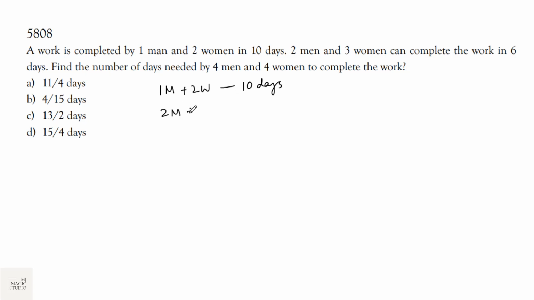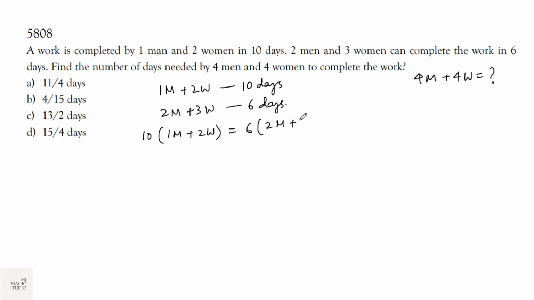And by 2 men and 3 women in 6 days. Find the number of days needed by 4 men and 4 women to complete this. We'll use a 1-day work format. That means 10 times this group is equivalent to 6 times this group as far as efficiency is concerned. So 10 and 12, that is 2m, and here is 20 and 18, that is 2w. That means m and w, men and women's efficiency rate is same.